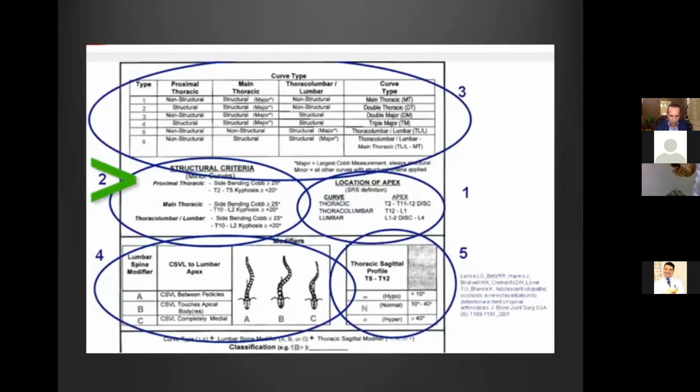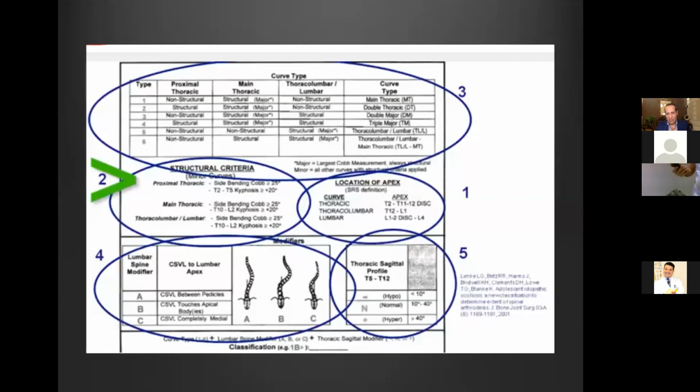We have 2 other modifiers, which are the lumbar spine modifiers, and it depends, as Dr. Muhammad also explained, on the central sacral vertical line. If it is between the pedicles, it is A. If it touches the pedicle on the concave side, it is B. If it is beyond the pedicle, it is C. It also plays a role regarding the flexible curve, how much you can correct it or not.